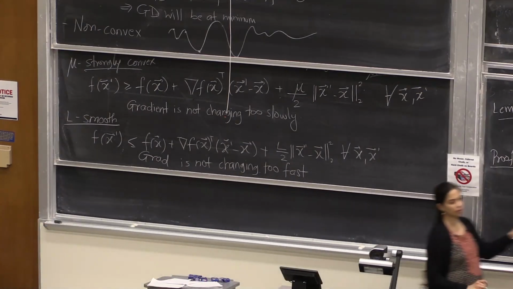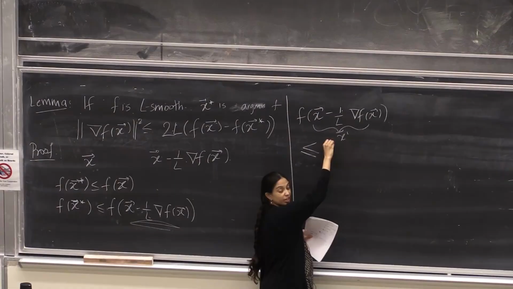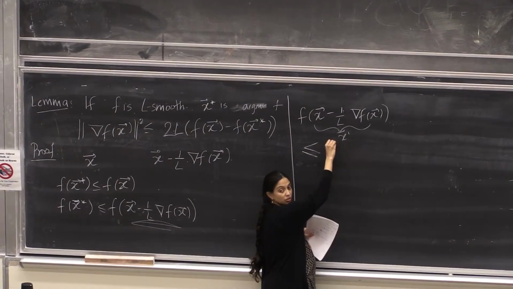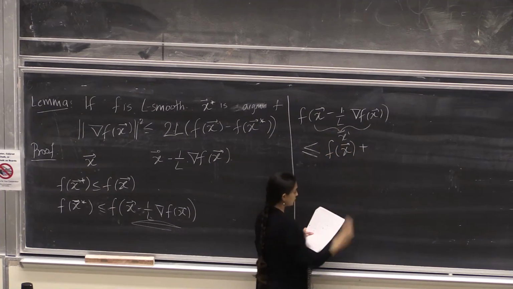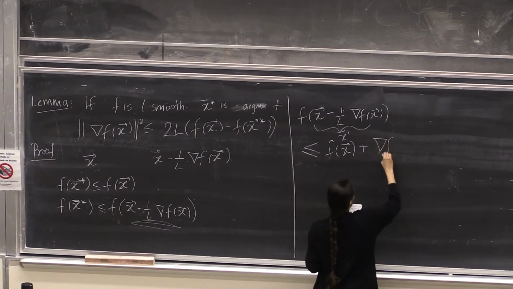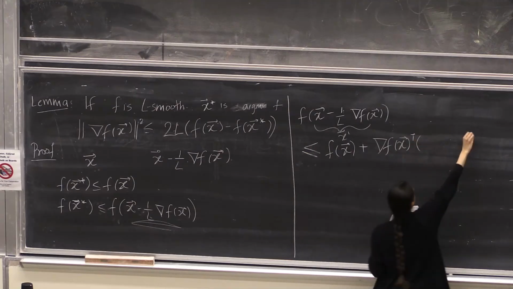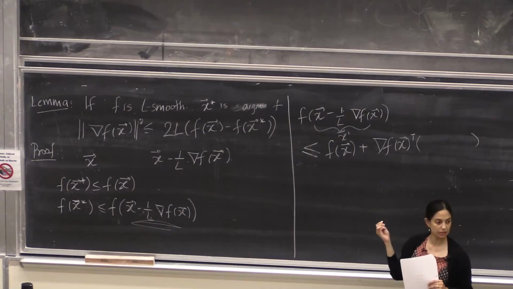So what's the first term here? What's the first term in the bound? I'm just applying the definition of L smoothness. Yeah, f of x, right? Okay, good. Plus, what's the second term? Gradient of f of x transpose times what? The difference between these things, right?